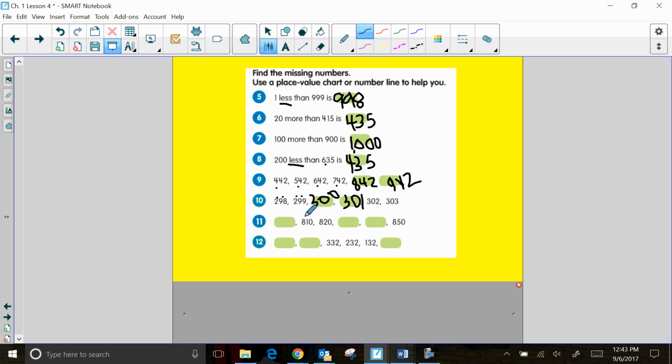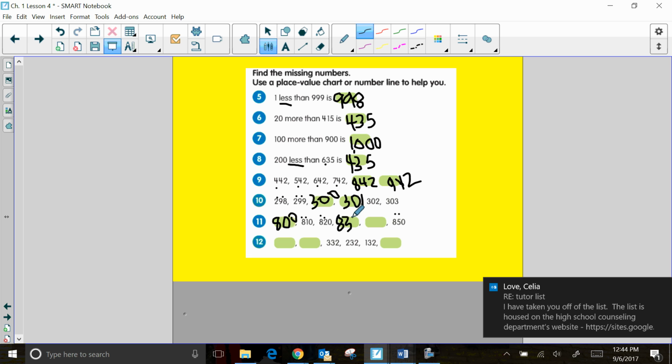Looking in our hundreds place, we have a blank, then 800, 800, blank, blank, 800. I can tell that these are all going to be in my 800s. Looking at my tens place, 10, 20, blank, blank, 50. I'm going to be counting by tens. 810 minus 10 is just 800. 810, 820, say it with me, 830, and 840.